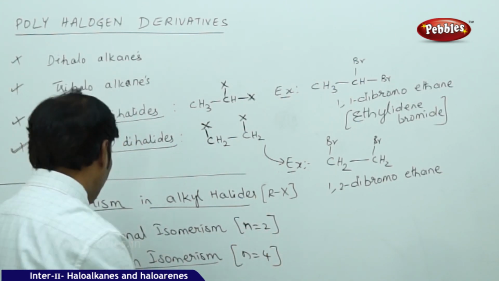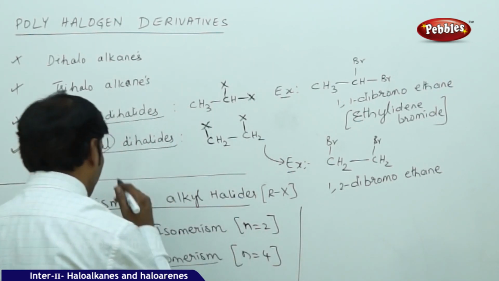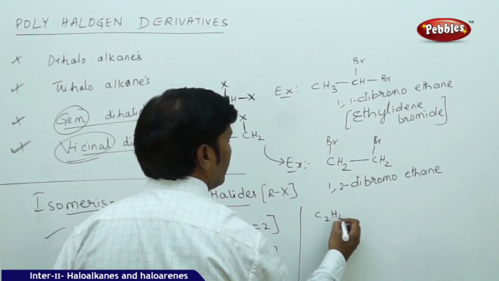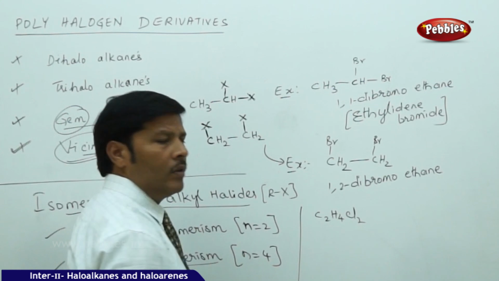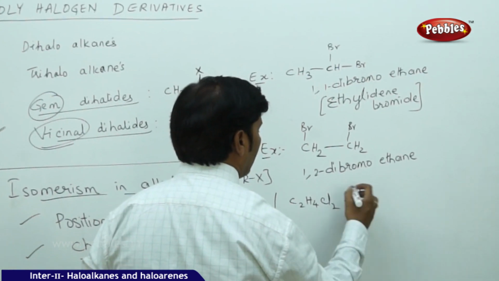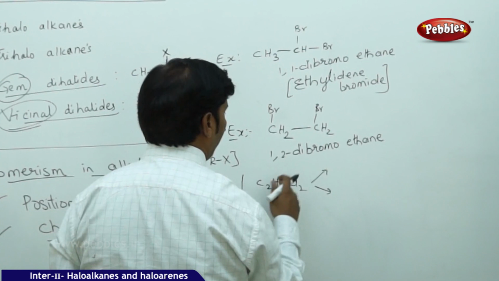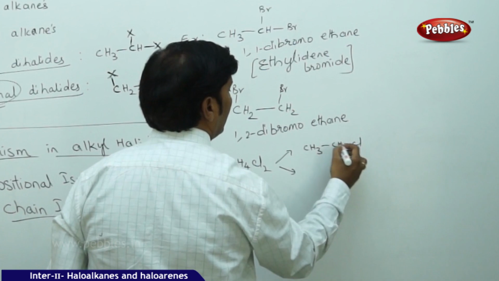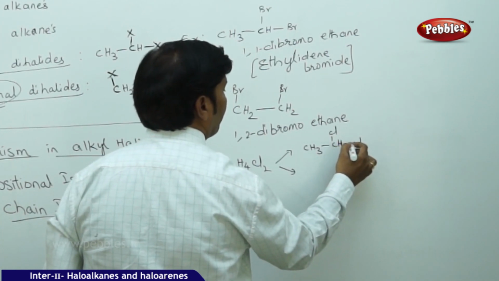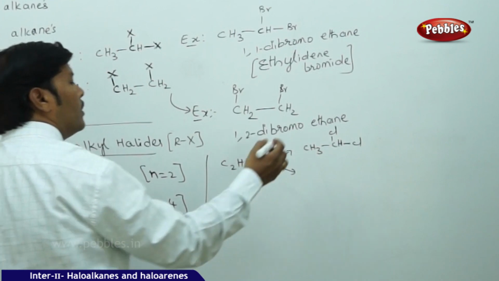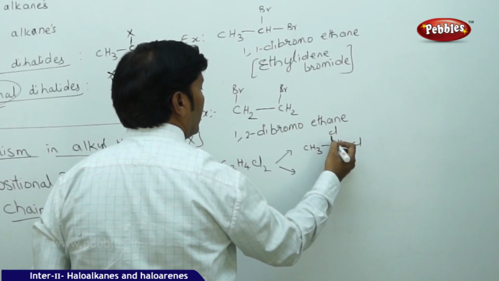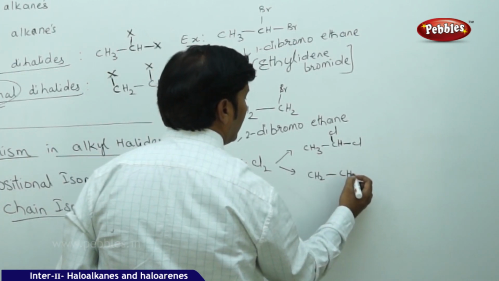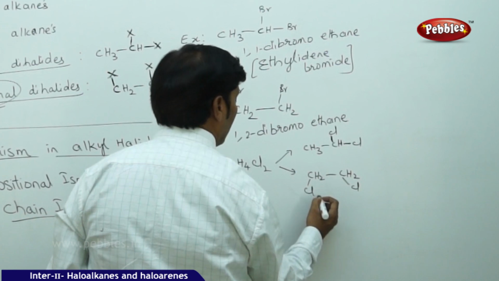where n represents the number of carbons. So for example, I am going with positional isomerism. Suppose I am taking C2H4Cl2, it can give two positional isomers. One is gem dihalide and the other one is vicinal dihalide. Same example, whatever we have taken earlier. That is CH3 single bond CHCl2. They are positional isomers because both the chlorines are bonded on the same carbon. Vicinal dihalide, CH2Cl single bond CH2Cl, one chloro group on each carbon.